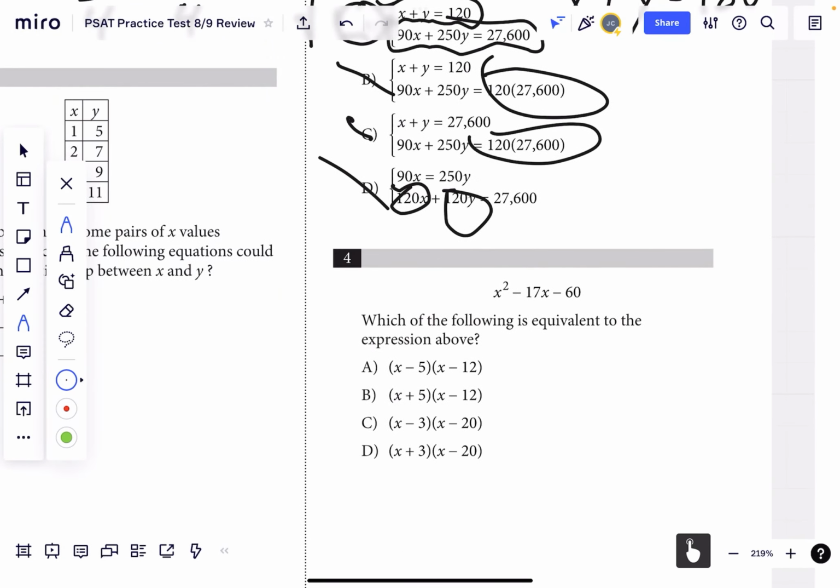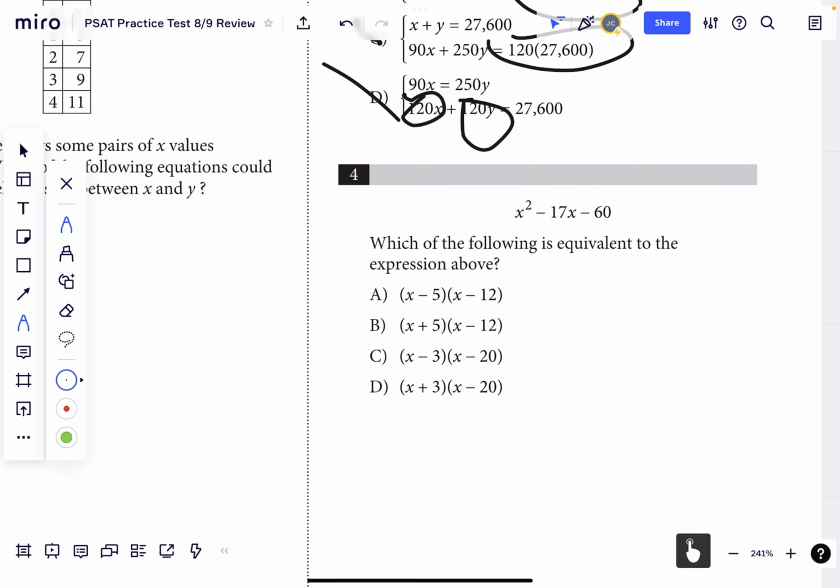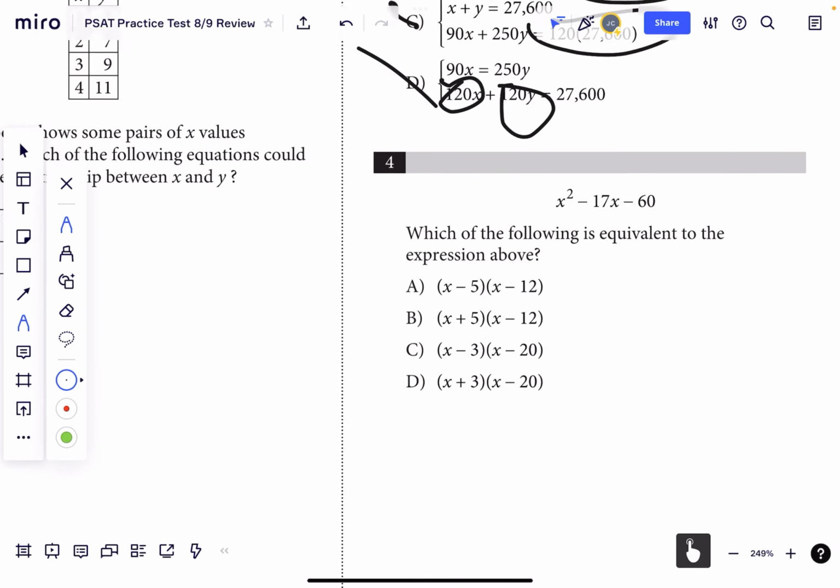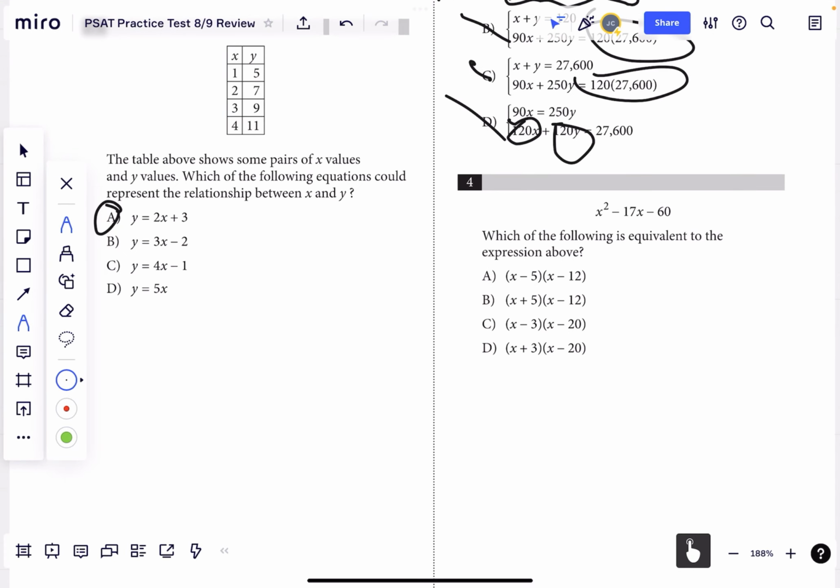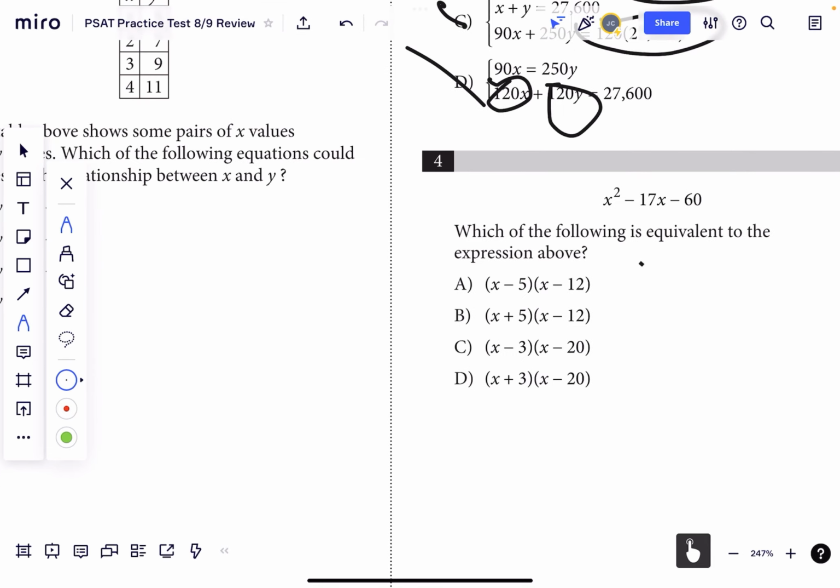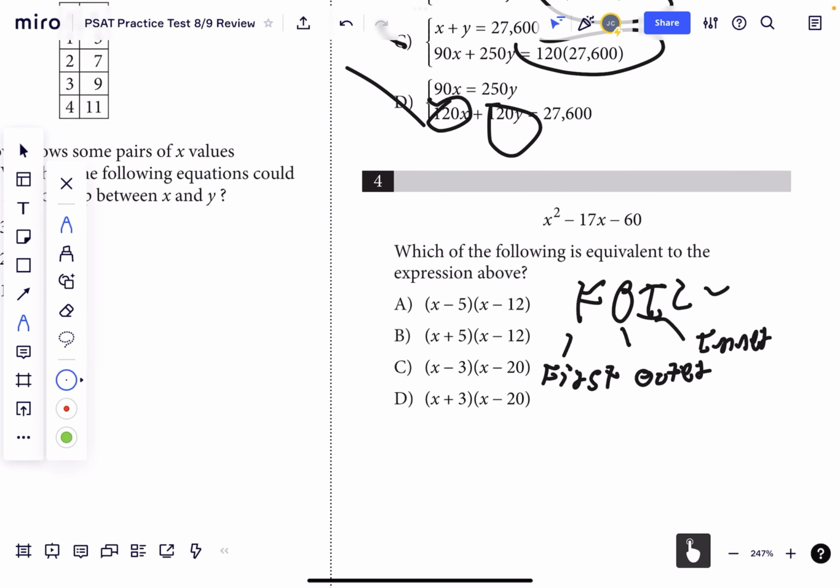So now we're going to do number 4. Which of the following is equivalent to the expression above? So you ready for my cheat code? You could factor this out, and, I don't remember factoring. So we're going to do it the easy way. All we're going to do is something called FOIL. This is first, outer, inner, last. And I don't like abbreviations.